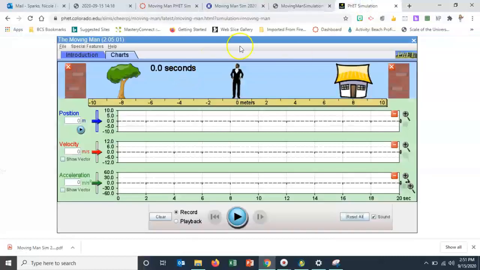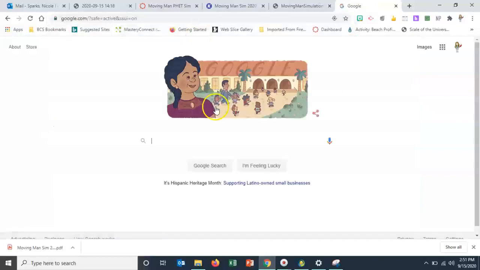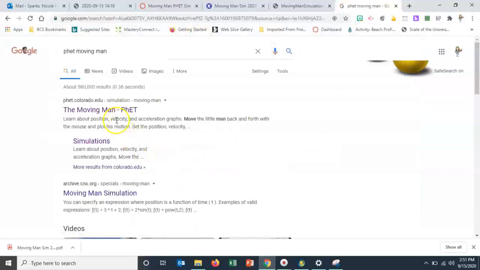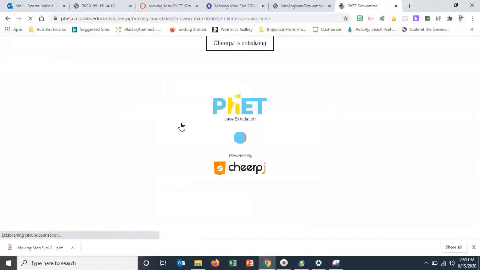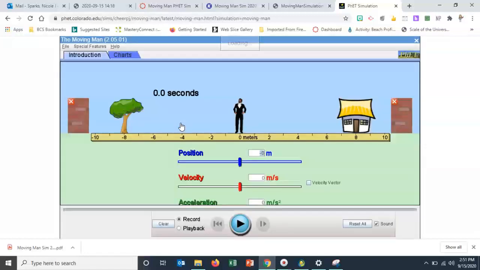Once you do that, let me go back just a little bit so you can see it too. So I'm at Google, and if you just type in PHET, Moving Man, you can see lots of people have used it. You're going to click in there and it's going to pull this up. All you need to do is hit the play button and it's going to pull up the simulation for you. This is compatible with your Chromebook. So if you're getting an error message, maybe log out of everything and then move back in. It is something that will allow you to use it on your Chromebook.